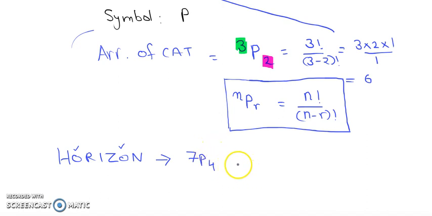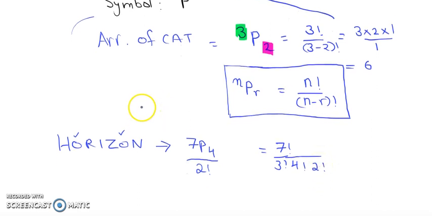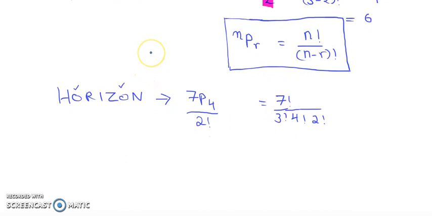So what I'm going to do is write 7P4 divided by 2 factorial just to get rid of those repeated letters. That'll give me 7 factorial over 3 factorial over 4 factorial over 2 factorial. Now you could do this in your own time, but I just wanted to move on to combinations right away. So I'm just going to change the pen color.